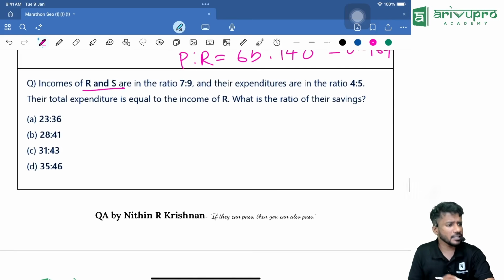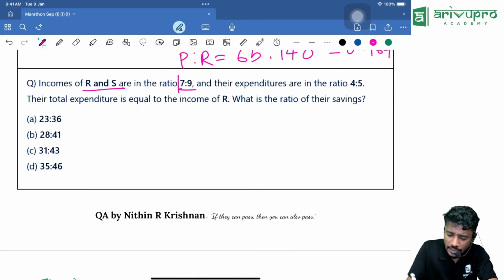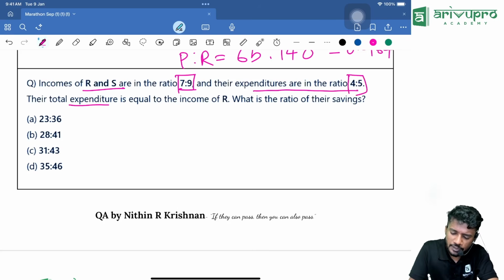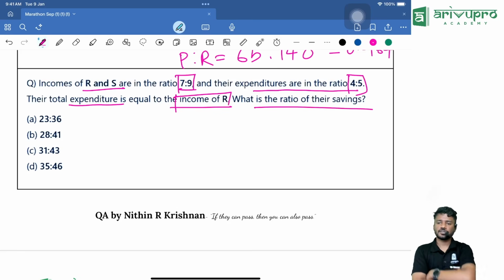Incomes of R and S are in the ratio 7:9. Their expenditure are in the ratio 4:5. The total expenditure is equal to the income of R. What is the ratio of their savings? Can you find it? I'll give you 10 seconds.